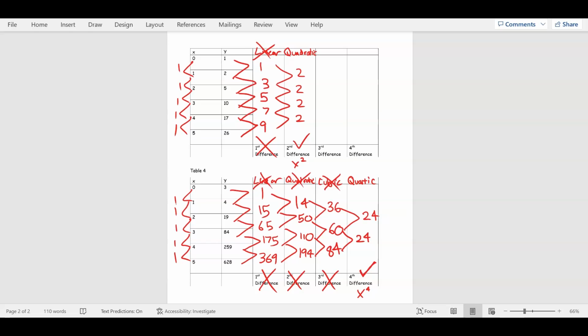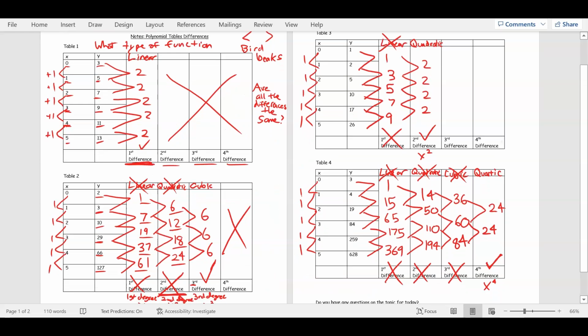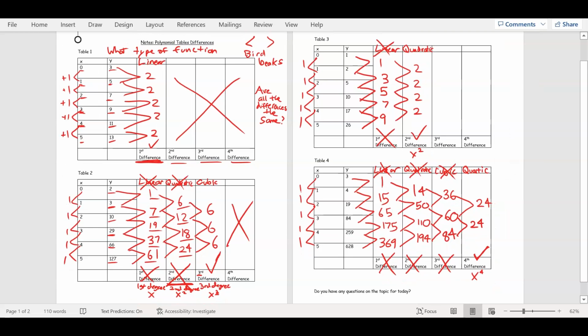So those are our notes, right? There we go. Okay, those are all the notes for today. Oh, and let's add on table 3. I'm going to X this out. Once you get all the same differences, you have to stop, okay?